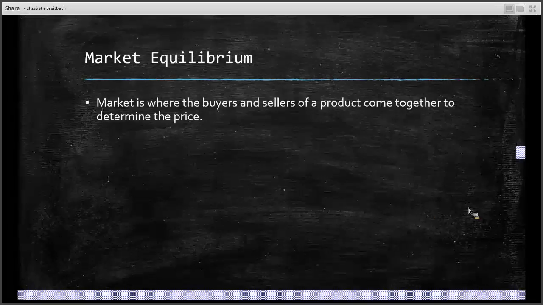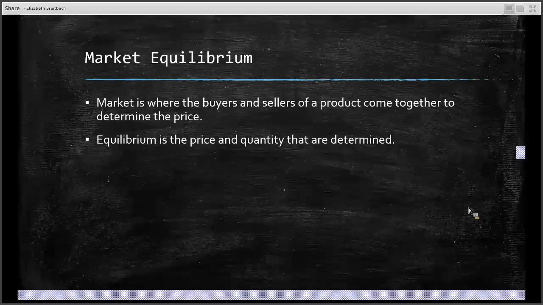The market equilibrium is, so first a reminder, the market is where the buyers and sellers come together to determine the price. That doesn't necessarily have to be in a face-to-face manner. It can be on a national level, international level, over the internet. You might never see your other counterpart, either the buyer or the seller. So just keep in mind that any type of market is what we're talking about. It could be a farmer's market at the local level, or it could be an international agricultural market.